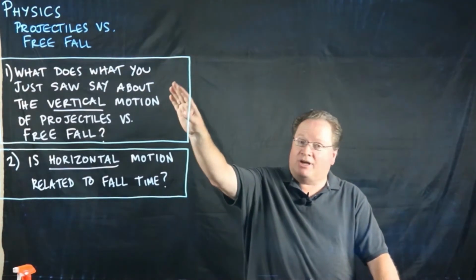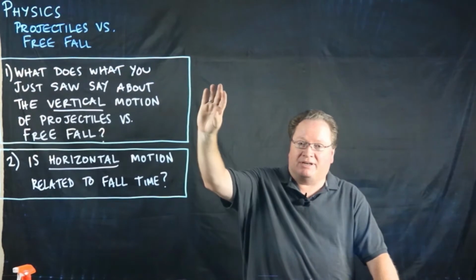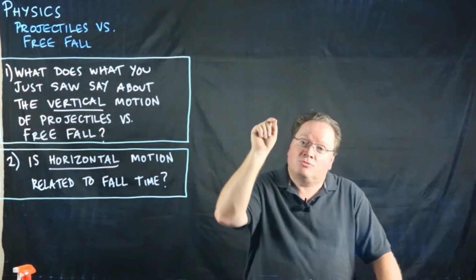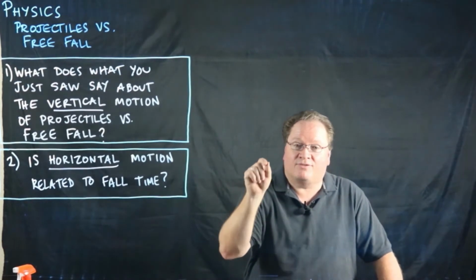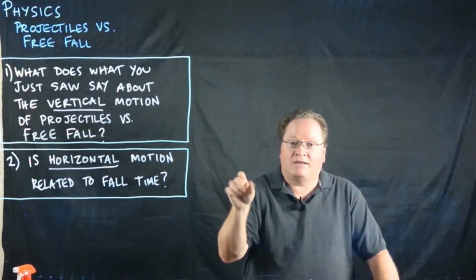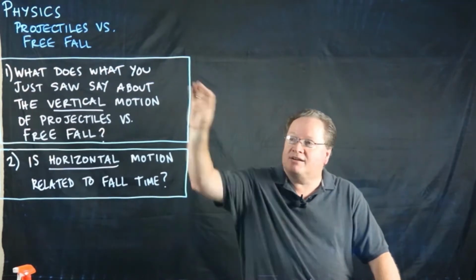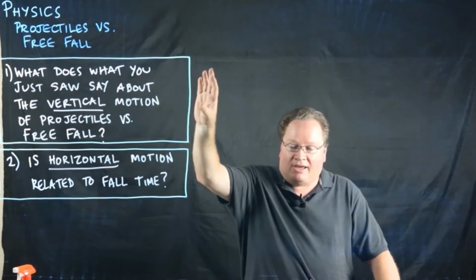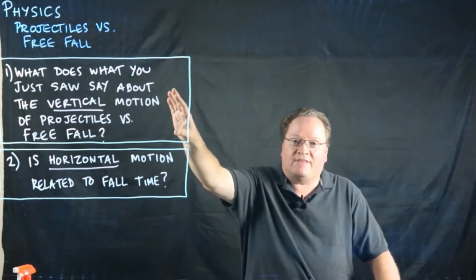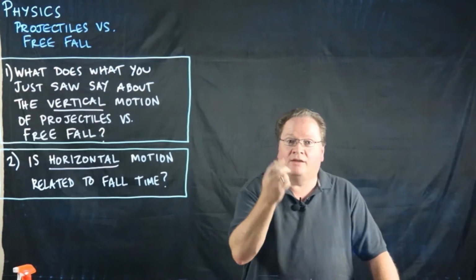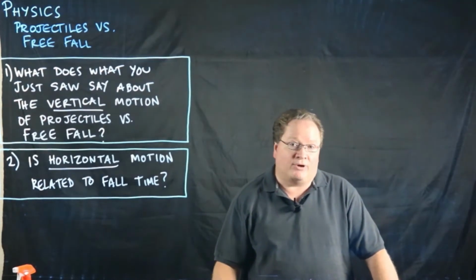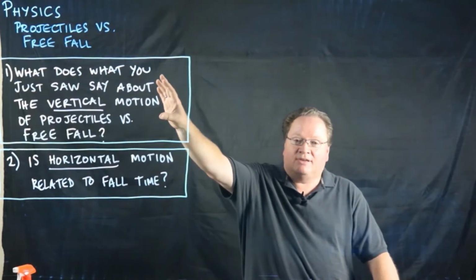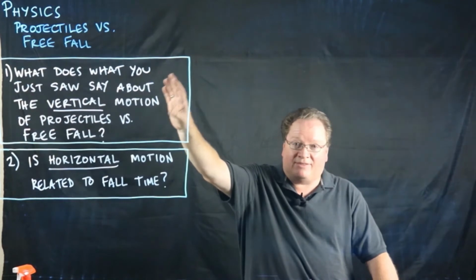Just don't say that one has it, one doesn't, they're both the same, they're both different. Don't make a short statement like that. Support your idea with evidence from what you saw. I want to see that you're making a claim about vertical velocity between free fall and projectiles, and you're supporting that claim with something that you saw as an example or as evidence. This should not just be half a sentence. This should be a short paragraph at the very least.